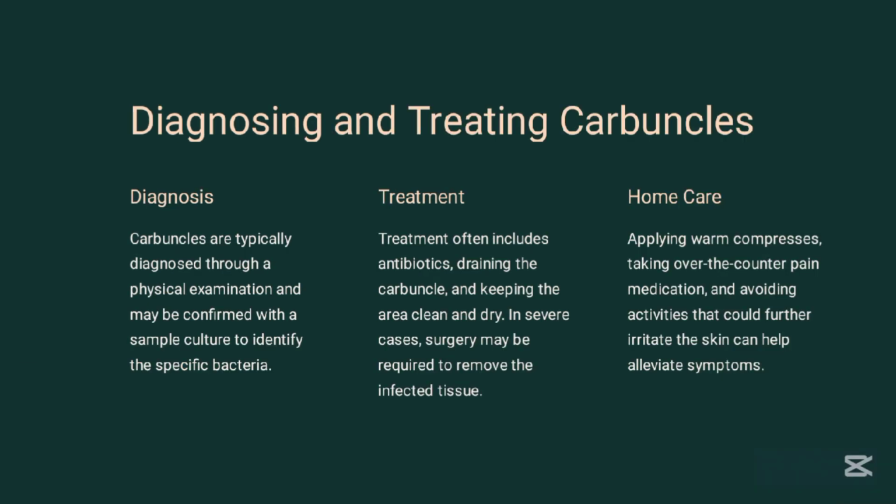Now what are the diagnosis and treatment of carbuncles? Number one, diagnosis. Carbuncles are typically diagnosed through a physical examination and may be confirmed with a sample culture to identify the specific bacteria. Treatment often includes antibiotics, draining the carbuncle, and keeping the area clean and dry. In severe cases, surgery may be required to remove the infected tissue. Home care, applying warm compresses, taking over-the-counter pain medication, and avoiding activities that could further irritate the skin can help alleviate symptoms. So in this way we can care for carbuncles.